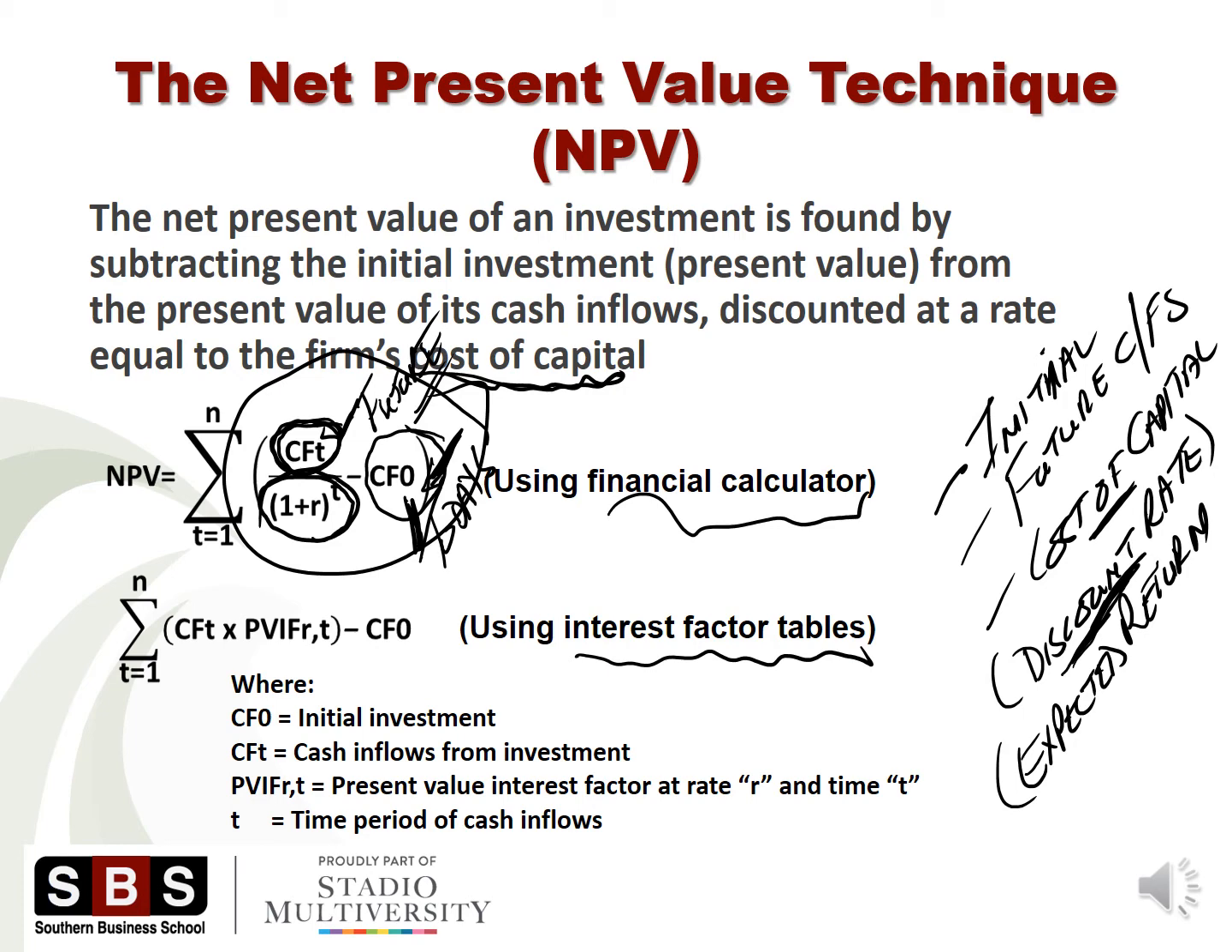Now, if you have to use the interest factor tables, then you need the cash flows. You have to find the interest factors that you have to use in order to calculate the present value. These 2 are the same. And then you need the initial investment. So with all 3 of those values, you can then calculate the net present value.